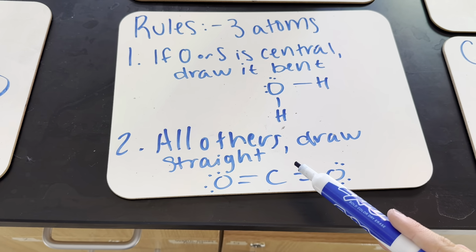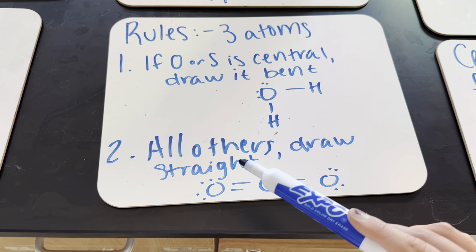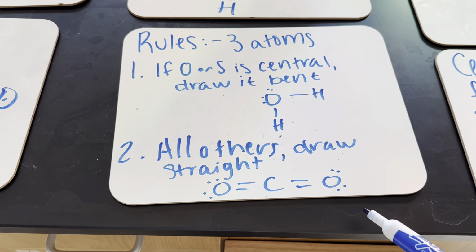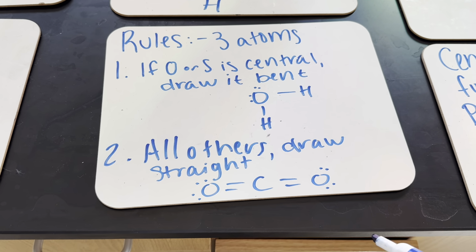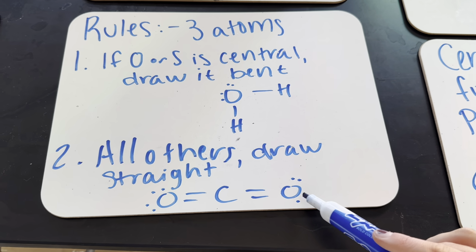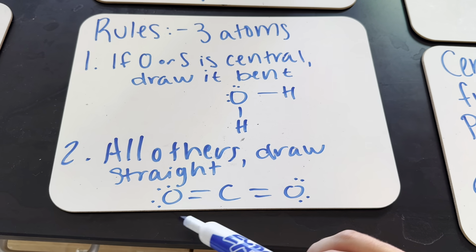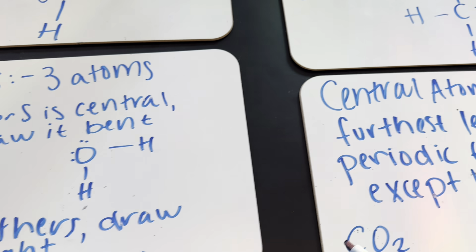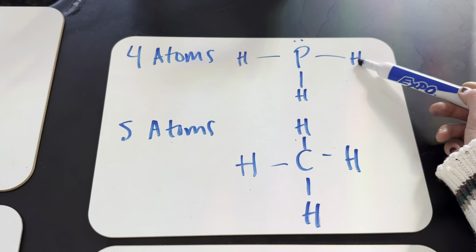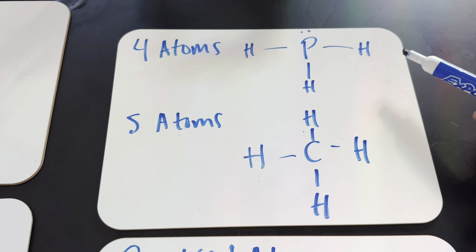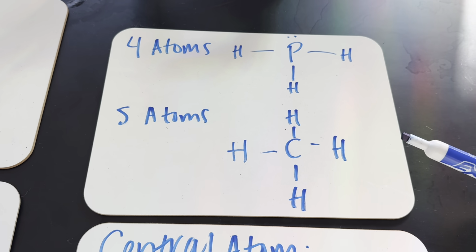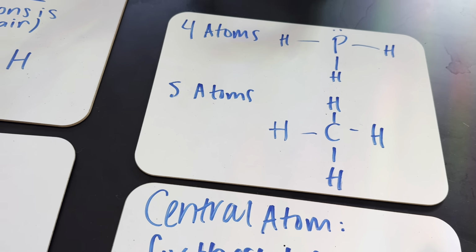Any other compound with 3 atoms, you can draw them straight. So that's an option. Okay, that's why we ended up with CO2, because C is our central atom, so we draw it straight. O or S, you draw it bent. Anything else, you draw straight. For 4 atoms, so this is PH3, so 1, 2, 3, 4, we had 4 atoms there. You're going to draw it in this orientation, and then for 5 atoms, you're going to draw it in this orientation, just as a general rule to help you.